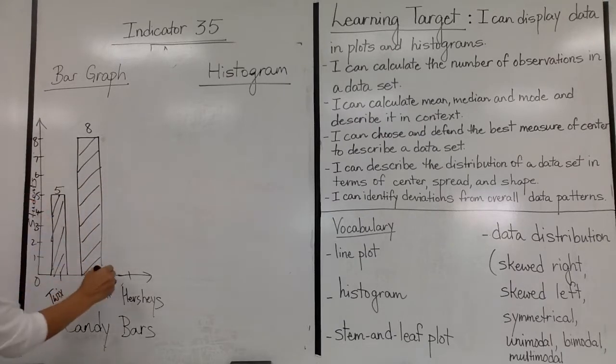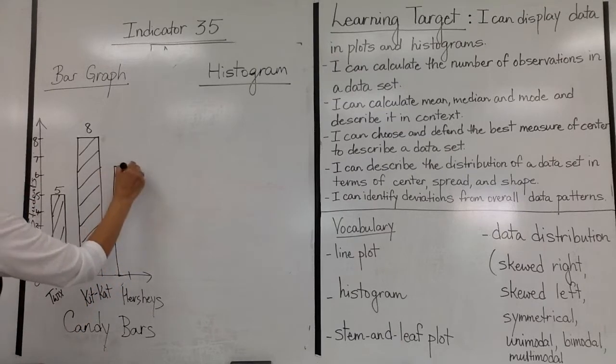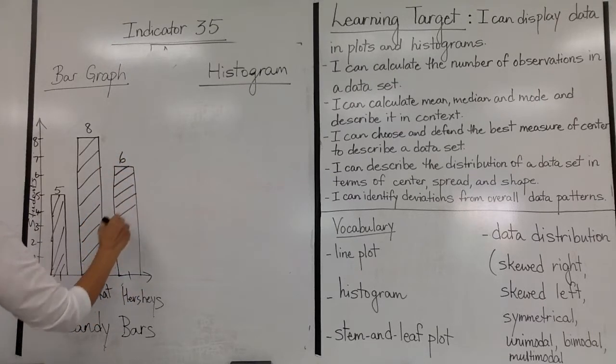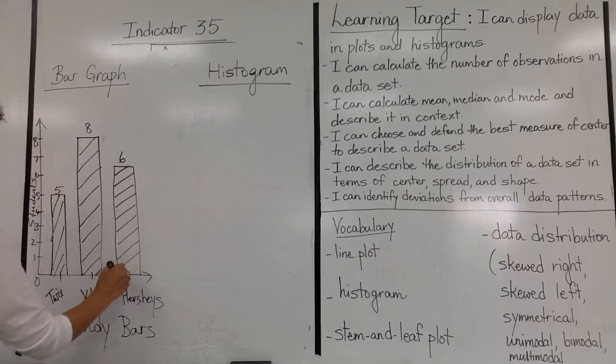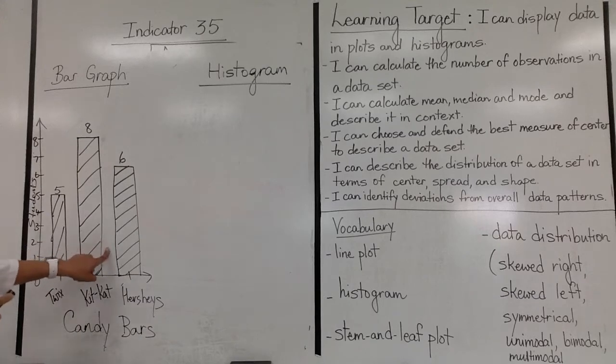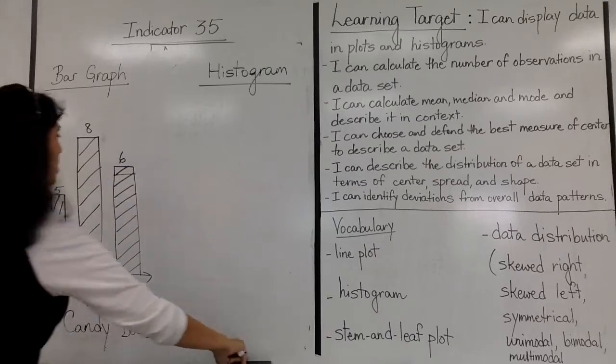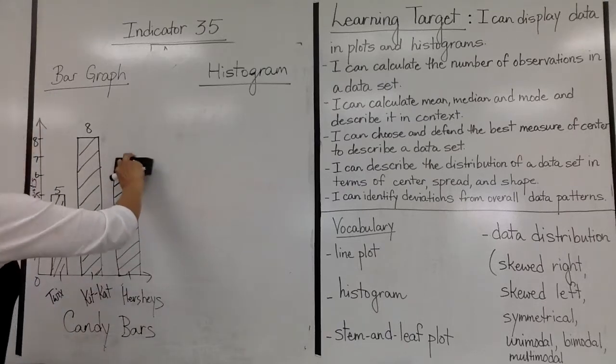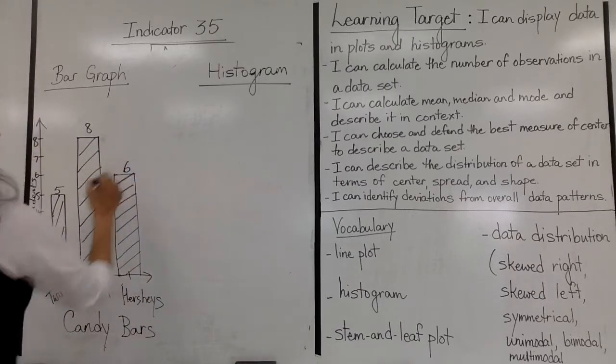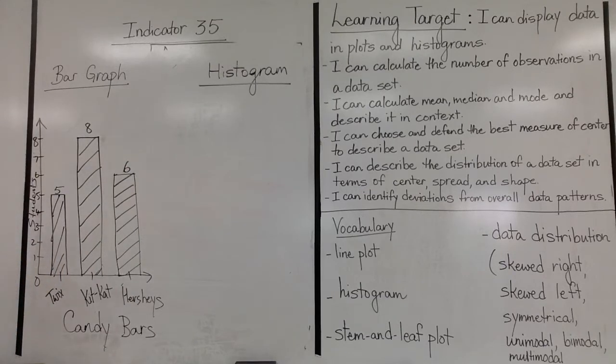And then let's say Hershey's is liked by 6 students. Okay, Hershey's is liked by 6 students. So this is a bar graph in which you have gaps in between, and it is a really good representation of what it looks like visually when you're comparing. And to find out the mode, you can easily see that the most popular is Kit Kat.